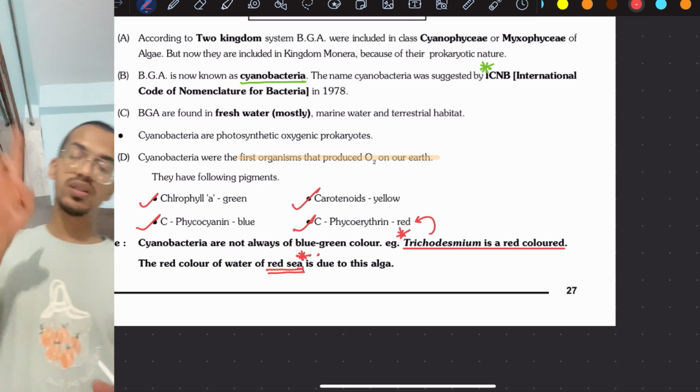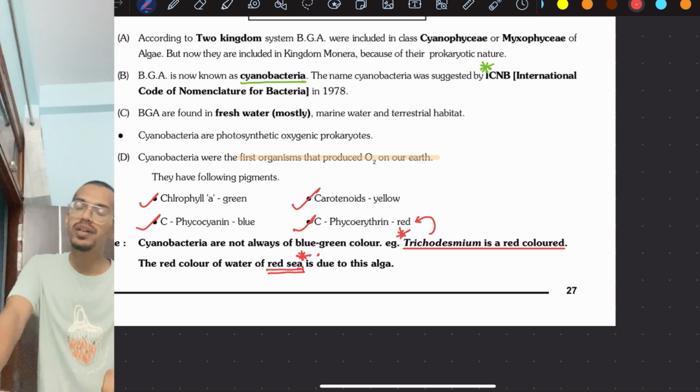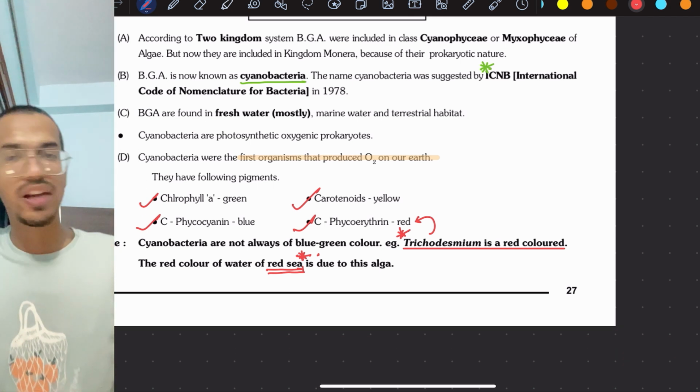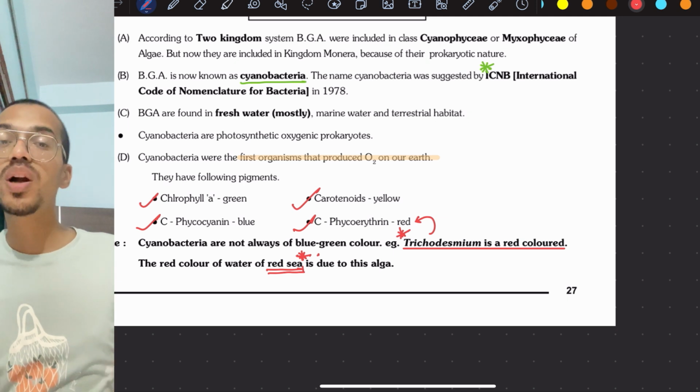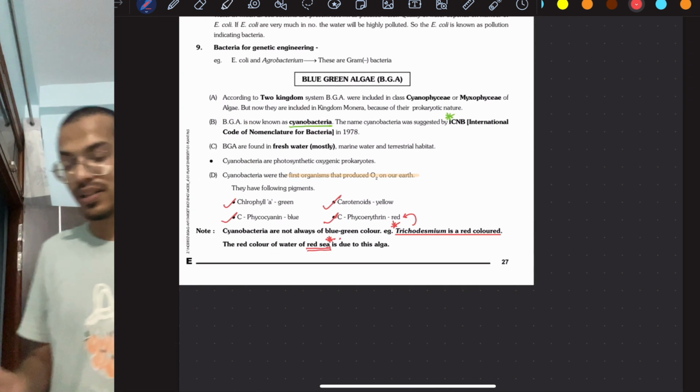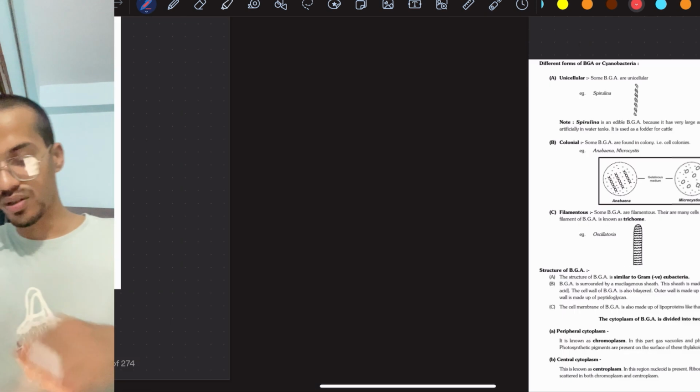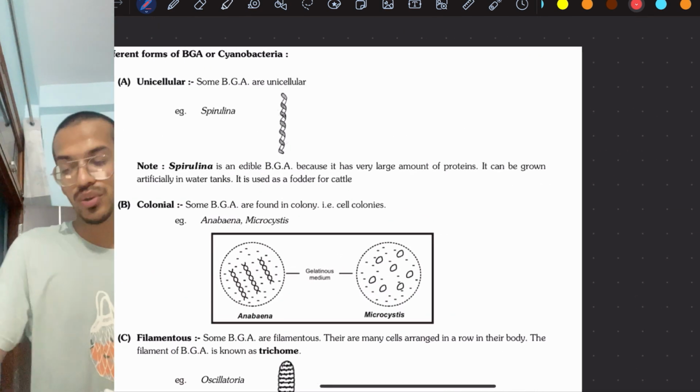And it is due to this cyanobacteria, which is also considered as blue-green algae, but in reality they are not algae. Algae are of the plant kingdom, the first division. Trichodesmium, very important, you have to remember it.